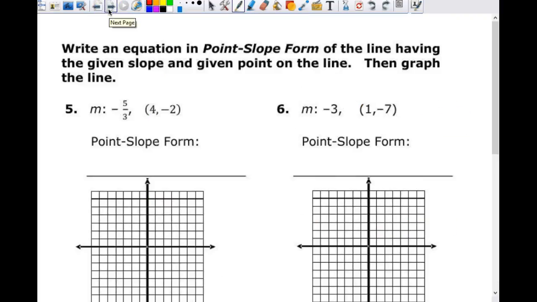Slope, point slope form. Are you sure that's right? Really? It's m, not x. It's the same formula as on the top of the page, I believe.